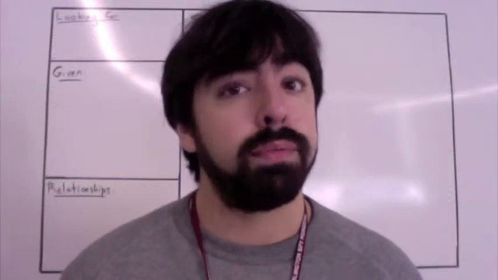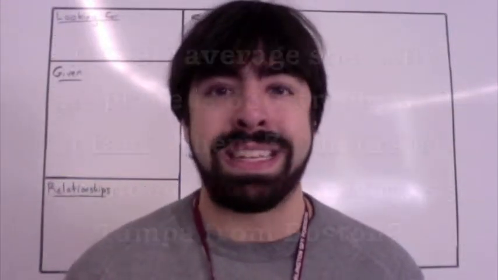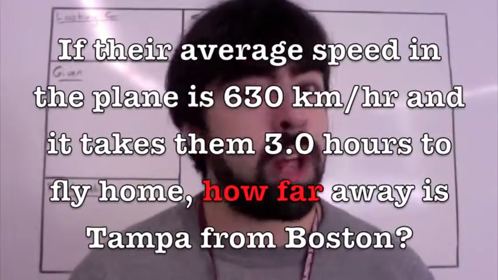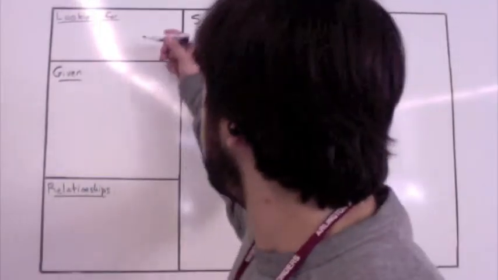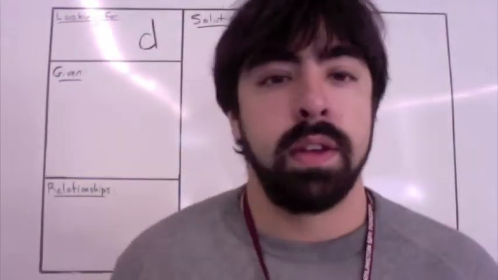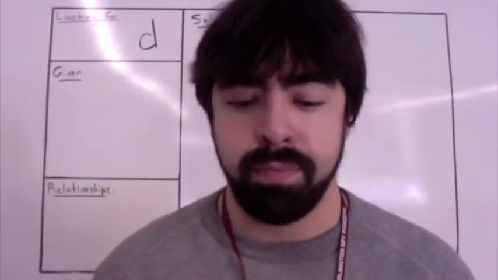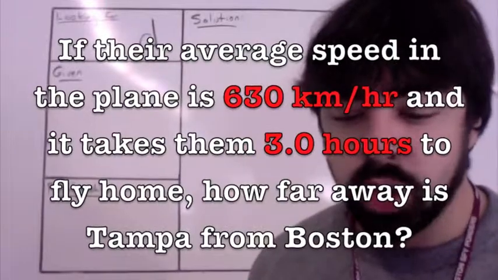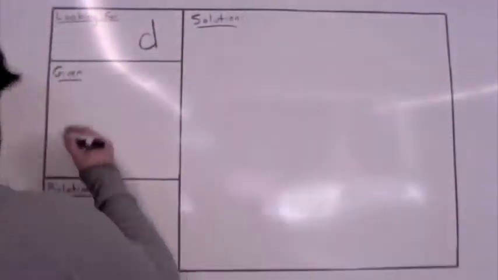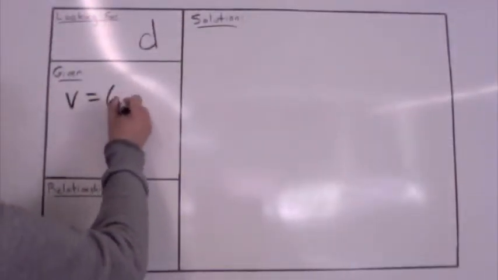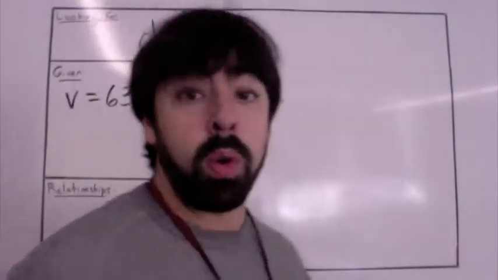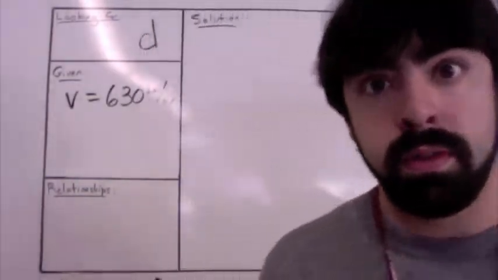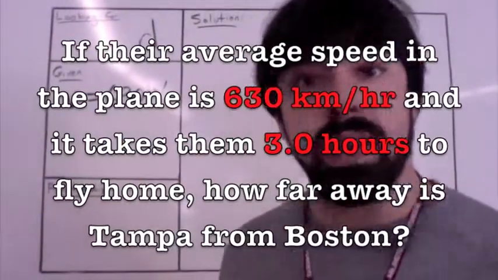So what are we looking for? First, we're looking for distance, because it says how far. It's not always going to tell you distance. Sometimes you have to decipher it based on the words. So how far means distance. That's what we're looking for. What are we given? Pilot told us the speed, 630 kilometers per hour. Let's write that down. V equals 630 kilometers per hour. Always have units, always keep units, very important. And the time is 3.0 hours.